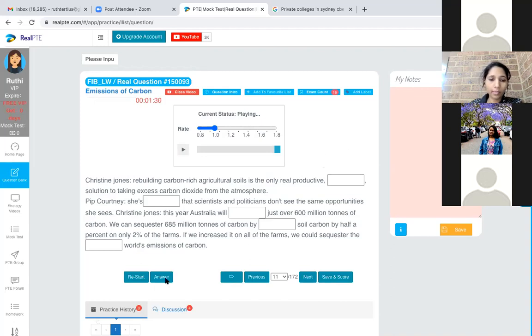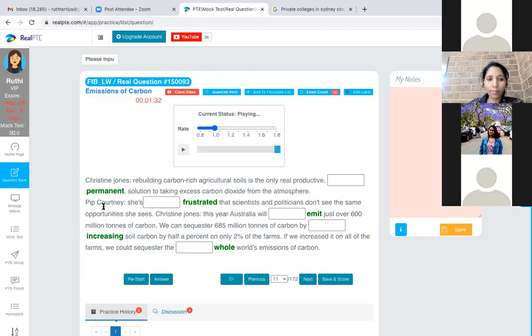Okay, so let's look at the answer. The first one was permanent. Look at your spellings. Permanent, frustrated with ED. That's the second one. I'm sorry. The third one is Emmett. I know he pronounced it in a strange way. He said Emmett or something like that, but the answer is Emmett, E-M-I-T. And then the fourth one is increasing. And the fifth answer is whole. So each blank that you write correctly gives you a point to listening, a point to writing, point to listening, point to writing. Let's do one more.